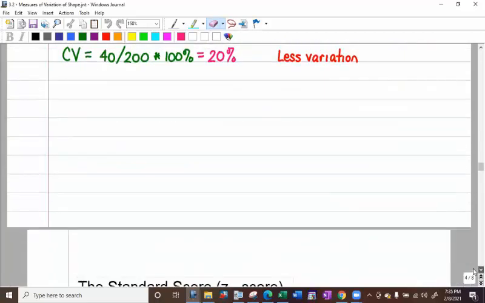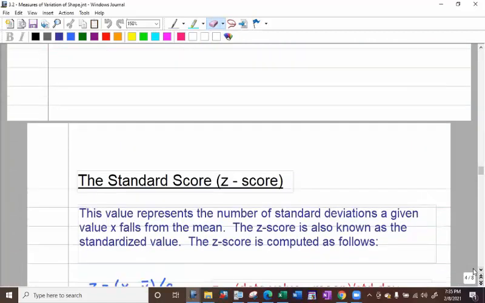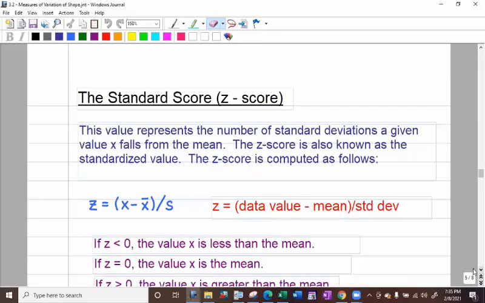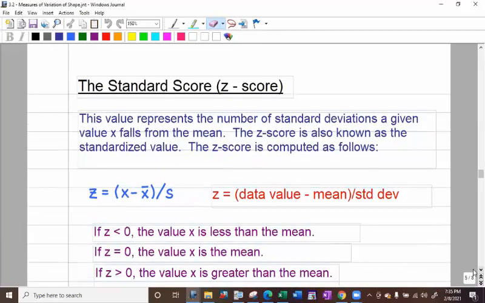Now the standard score, the z-score, which will be coming up again later in the second unit of this course, and probably the third. Let's call it z-score more than standard score. It basically represents the number of standard deviations a given value x falls from the mean. It's also called a standardized value.